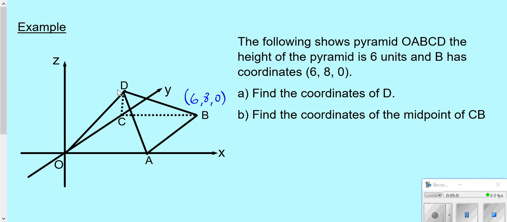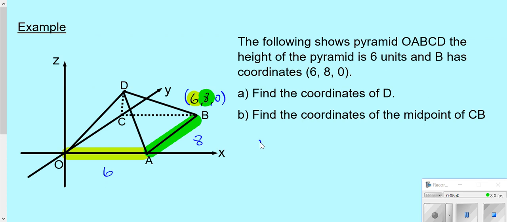Now it's a pyramid, so D is going to be in the middle here. D is exactly in the middle of this value. Now this point B, I've gone 6 along this way. So I know that that's 6. I know that I've traveled 8 in the y direction. So if I'm wanting to find the middle point, the midpoint here would have to be half of this journey of 6 and half of the journey of 8.